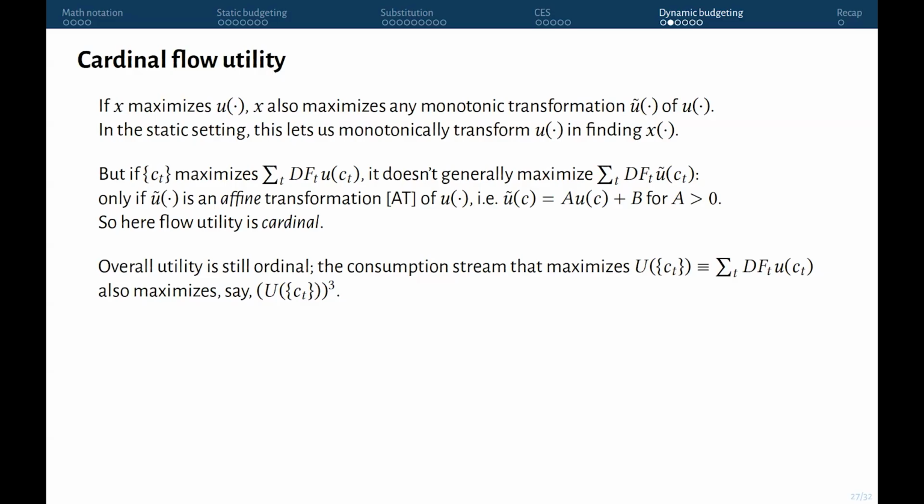But if you take a monotonic transformation of log, and let's say you're still linear in each period, then you no longer have this reason to smooth, and you just pick whatever period offers the most utils per dollar given the interest rate, and you spend everything in that period. Okay, so flow utility is a cardinal concept.